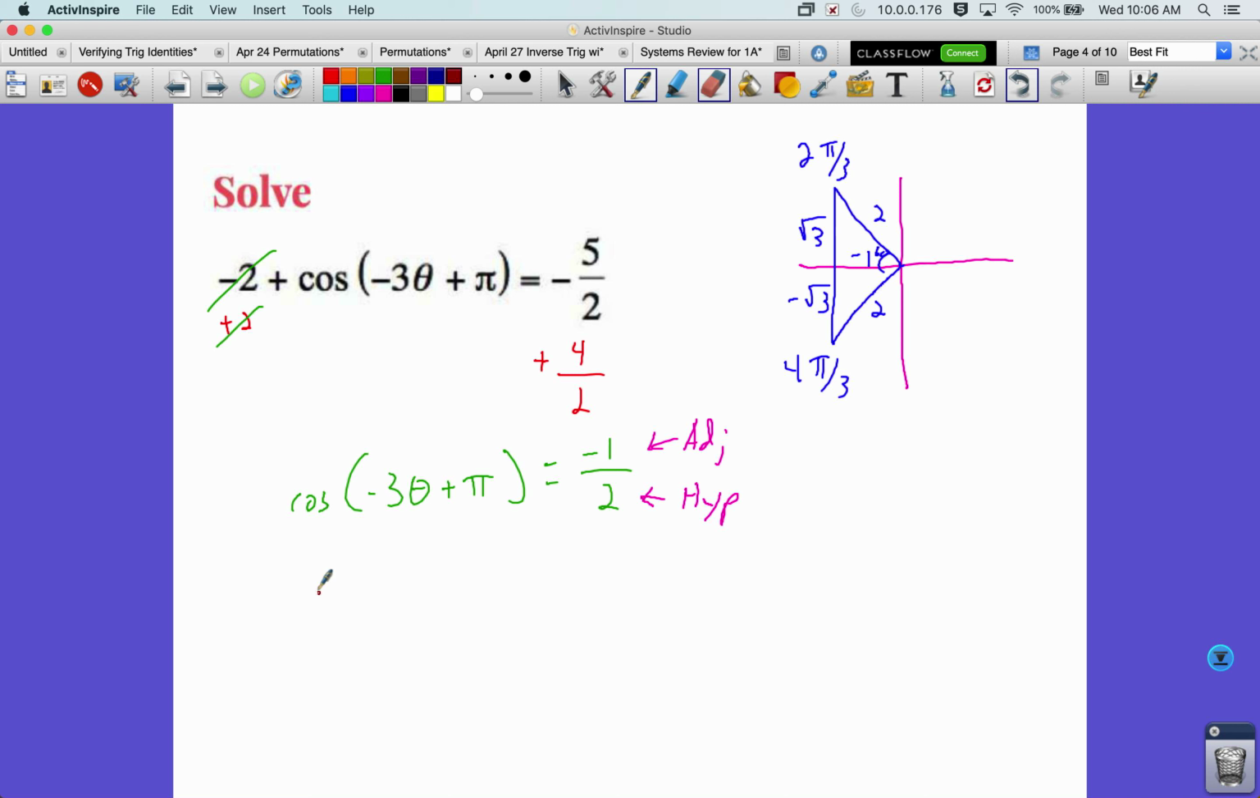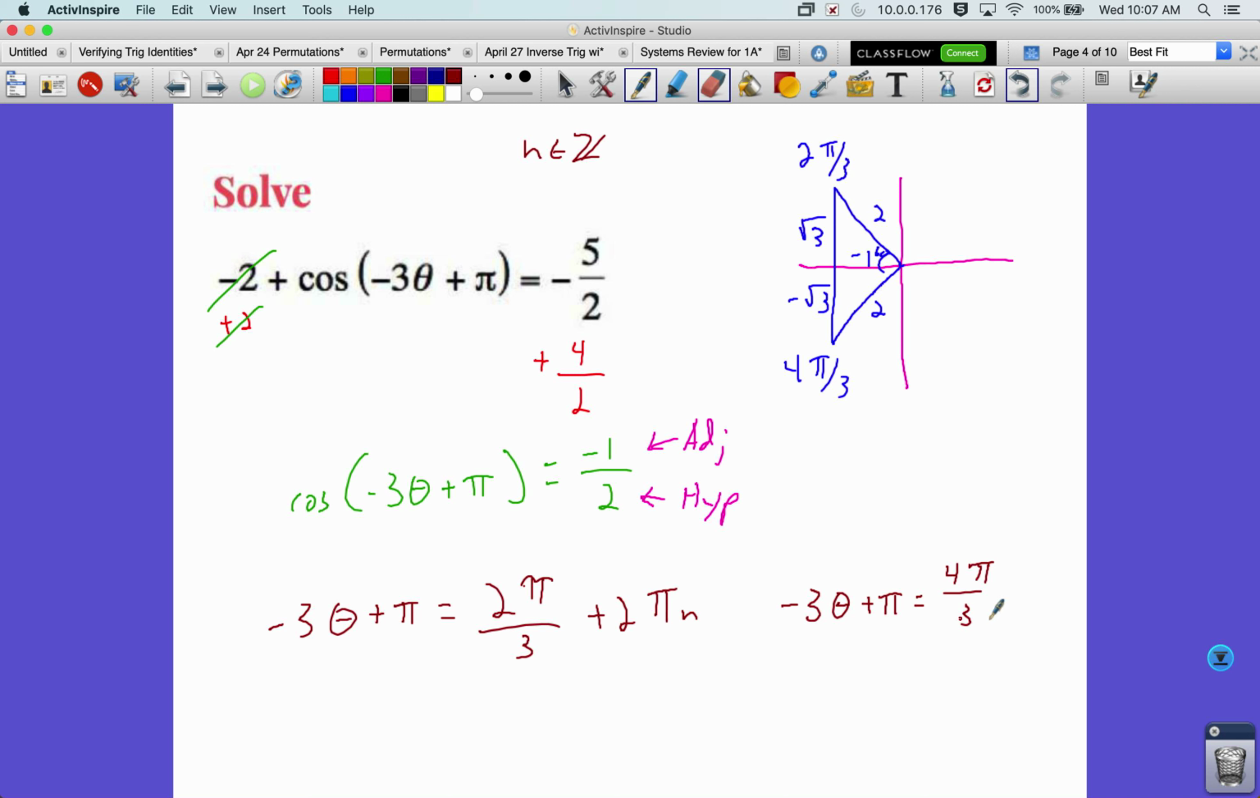So just keep that in mind. All right, so here we've got, now it's negative 3 theta plus pi equals 2 pi over 3 plus 2 pi n. N is an element of the integers again. And then I'll write it off to the side here. Same thing, negative 3 theta plus pi equals 4 pi over 3 plus 2 pi n.